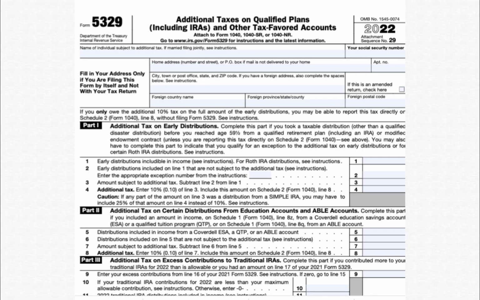I would like to let you know that you should always take your required distributions. If you don't, a 25% tax penalty will be applied to every dollar that you don't withdraw. If you forget to take your distribution but you fix the mistake within 2 years, the penalty will be 10% instead. If you don't take your required distribution, you will have to file Form 5329 with your federal tax return in the year in which you did not take your distribution.